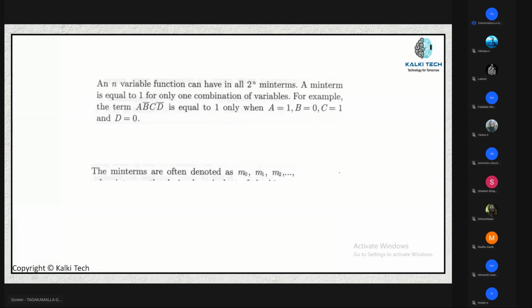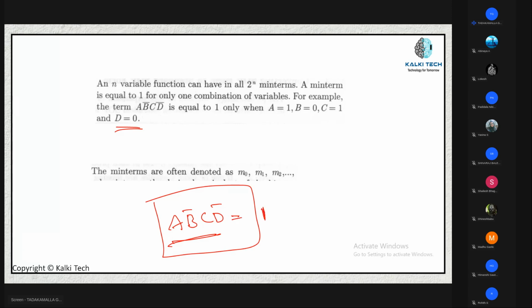An n variable function can have in all 2 power n minterms. A minterm is equal to 1 for only one combination of variables. For example, if we have a, b bar, c, d bar, it will be equal to 1 when a is equal to 1, b is equal to 0, c is equal to 1, and d is equal to 0. You can substitute this, then it will be equal to 1.